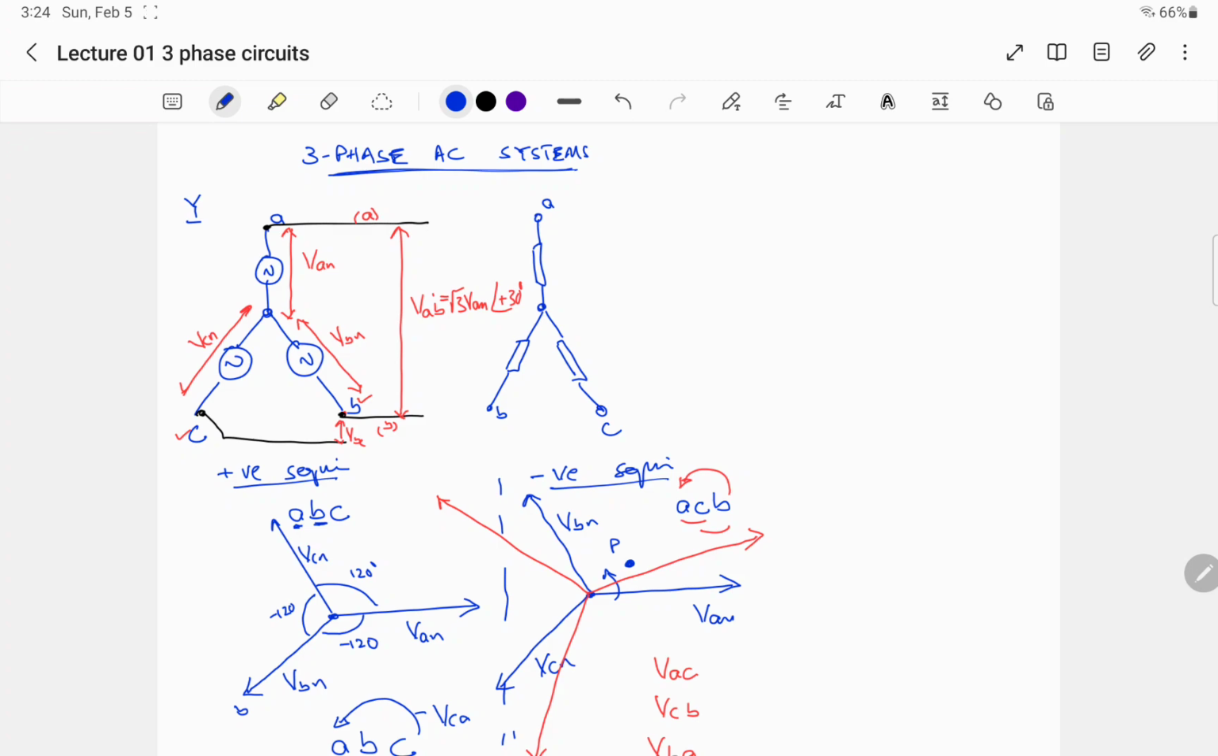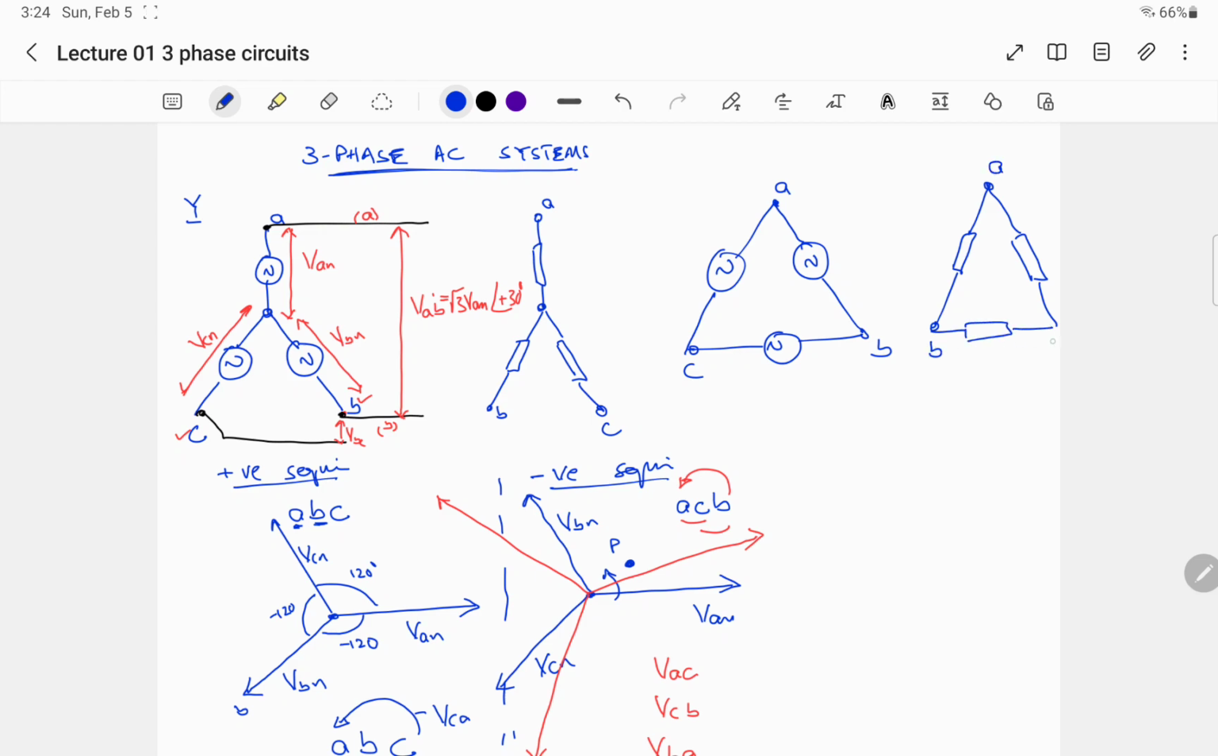Now let's look at our delta load or delta source. What we have in a delta source is, for example, we have our sources here, A, B and C, or we can have our load also connected like this, and this is A, this is B, this is C.